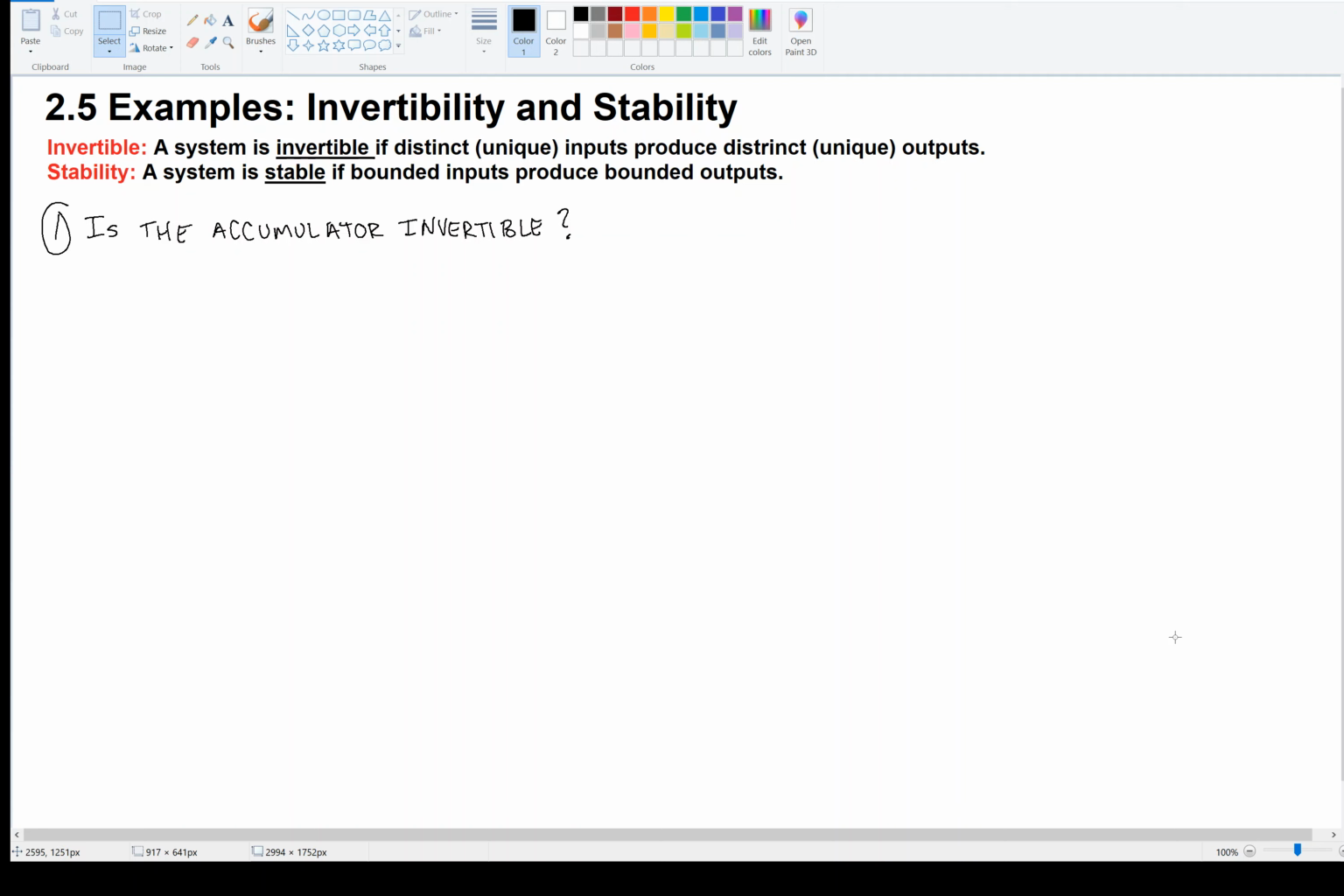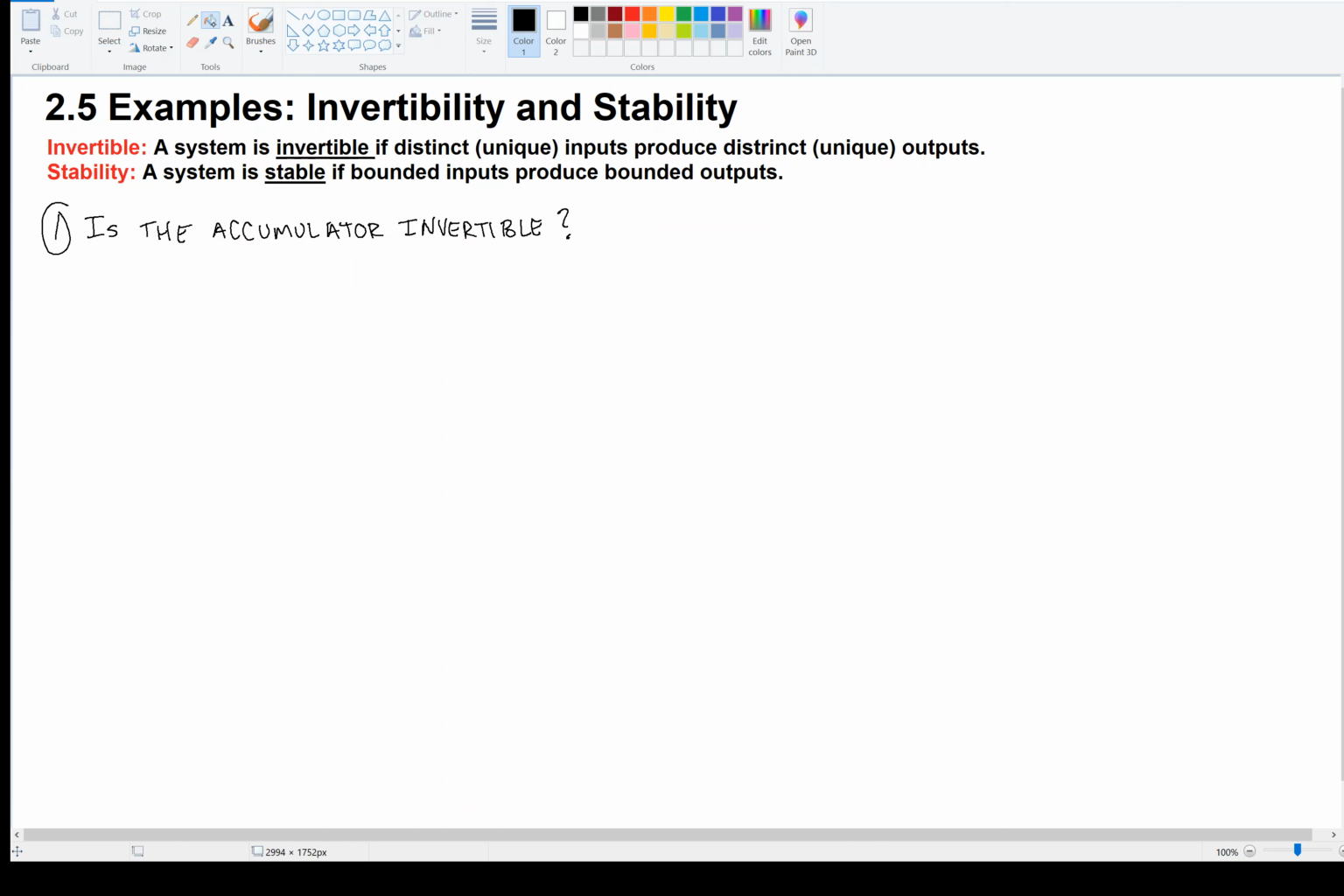Okay, welcome back. So in this video we're going to look at examples of invertibility and stability. I've got the definitions here again. A system is invertible if distinct, sometimes you'll see distinct instead of unique, distinct inputs produce, oops, I got a typo there, distinct outputs. Stability: a system is stable if bounded inputs produce bounded outputs.